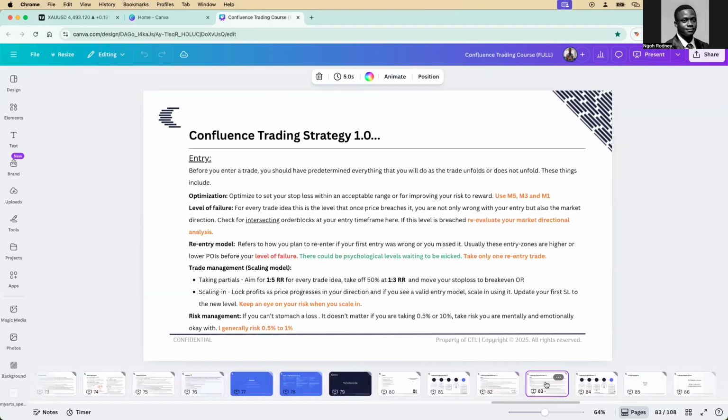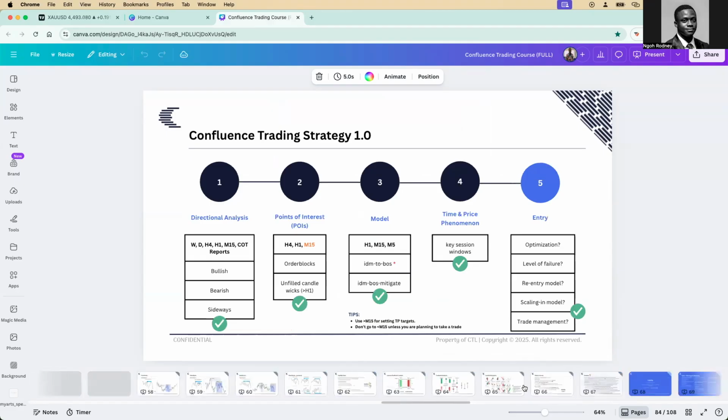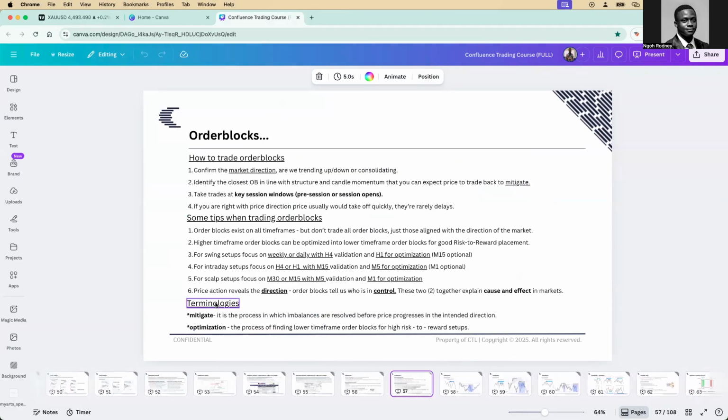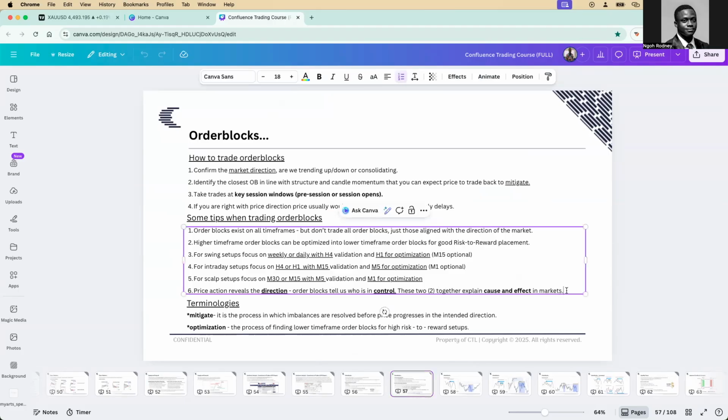And that's why when you go to this slide here and you come to somewhere around here, I said that price action reveals the direction. Order blocks tell us who is in control. These two together explain cause and effect in markets. You understand? Exactly. So it's very important. This statement here is very, very crucial.